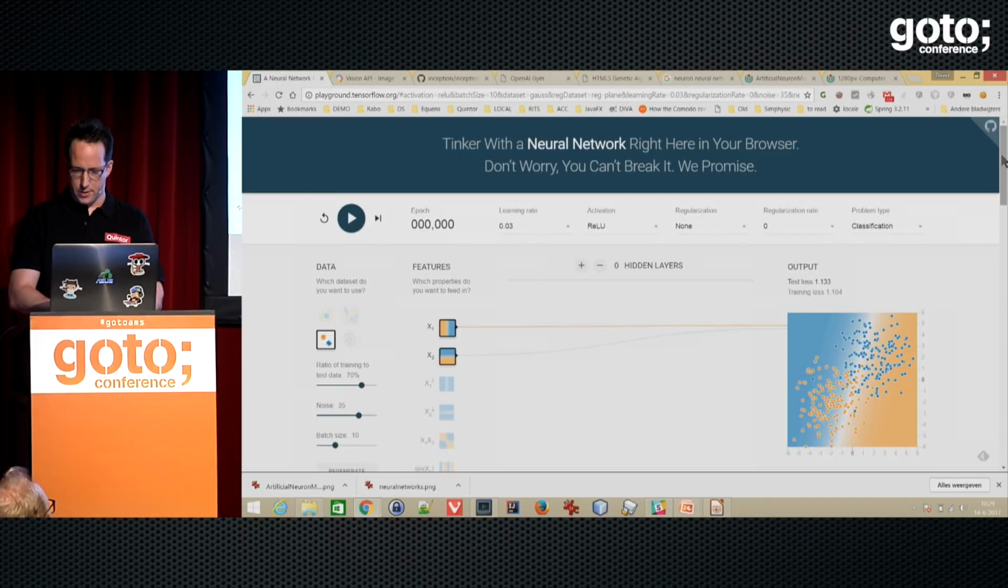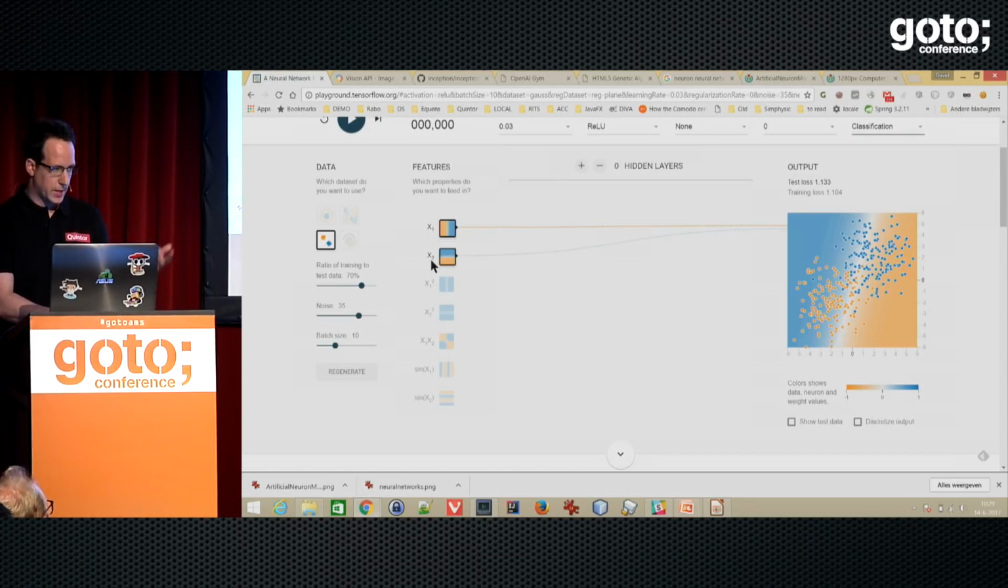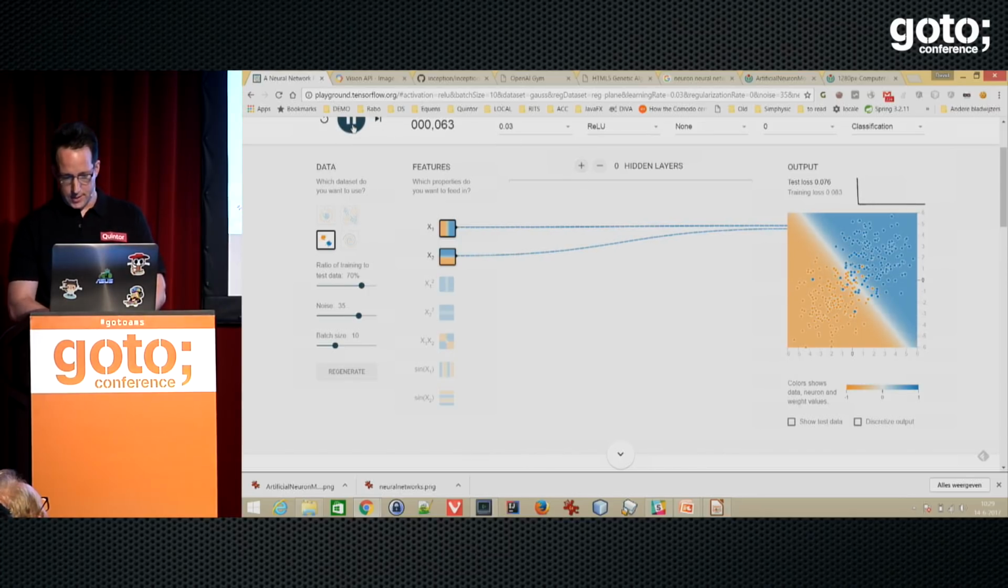So you can determine here whether you want to classify or regress. For this input, we take the two coordinates of each point, so x1, x2, the x and the y coordinates. And we're going to train it. Well, we don't have any hidden layers. Well, that's a nice separation. We don't need hidden layers for this.